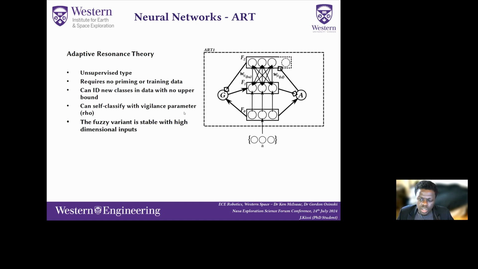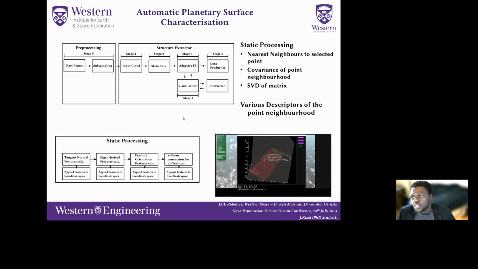It has the ability to identify new classes in data with no upper limit, and you can control classification with a hyperparameter called vigilance, denoted by the Greek letter rho, which is set between the value of 0 and 1. We need to generate surface normals mathematically. We can do this using a standard method of nearest neighbor covariance SVD. This method plus the adaptive resonance plus some visualization, we can create a pipeline from all these things, and we can engage in experimentation with this.